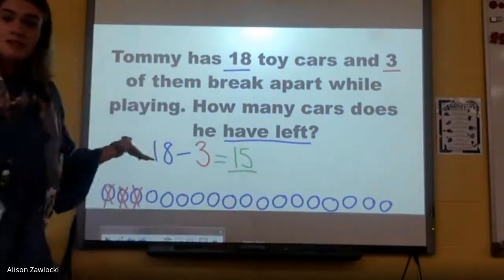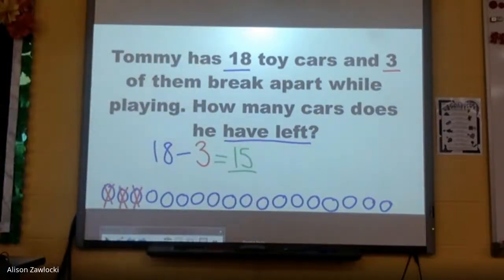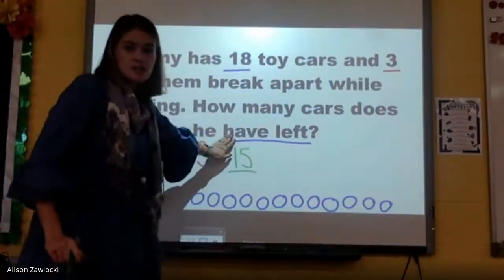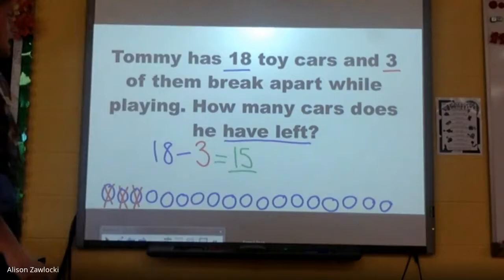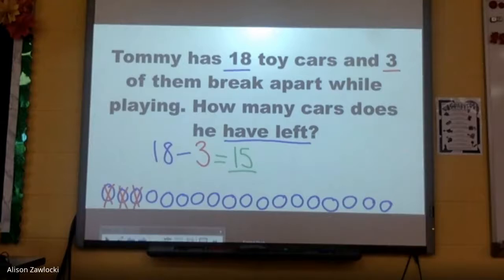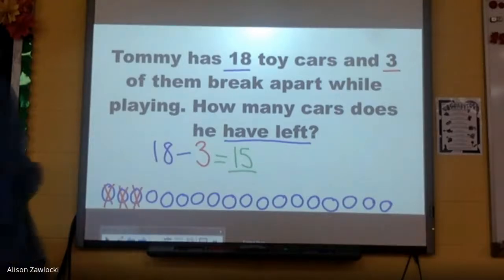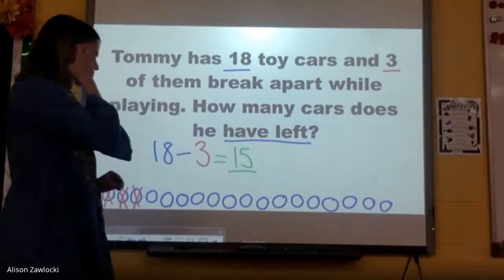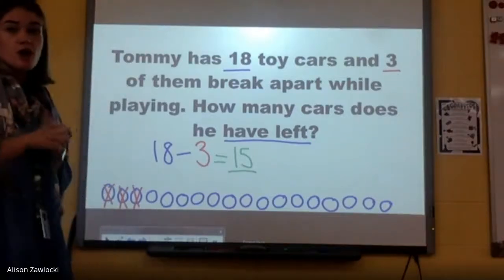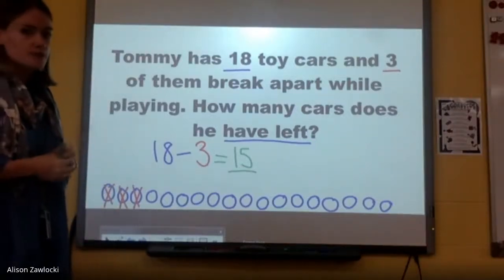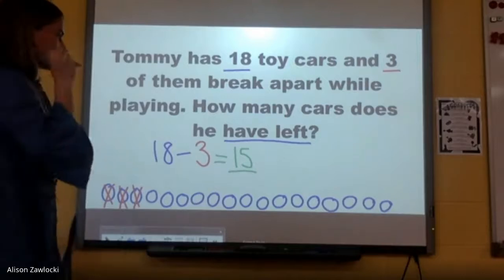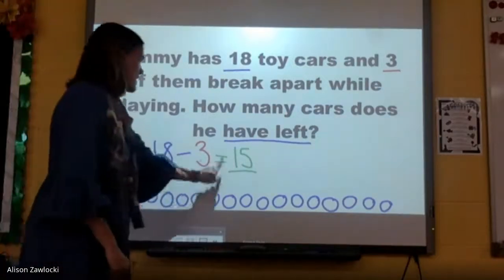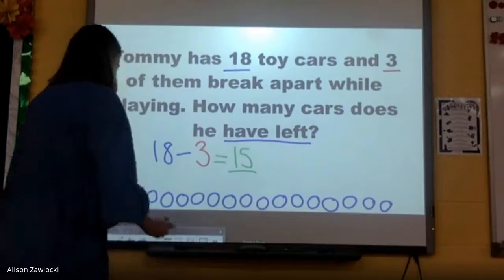I just completed my word problem. I read my word problem. I determined if it is addition or subtraction. Then I started my number sentence. Next, I drew my picture to show my work, which you have to do. You cannot just write your number sentence. You have to show your work by drawing a picture, or you may draw a number line, but I prefer a picture because it's easier to understand. Then I counted how many were left and found the answer.